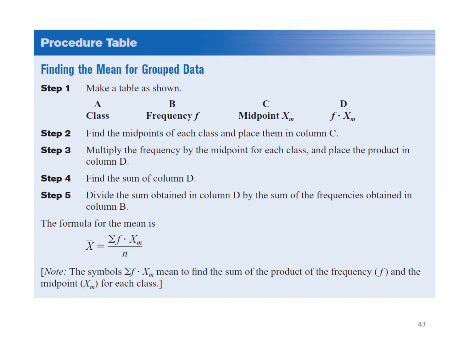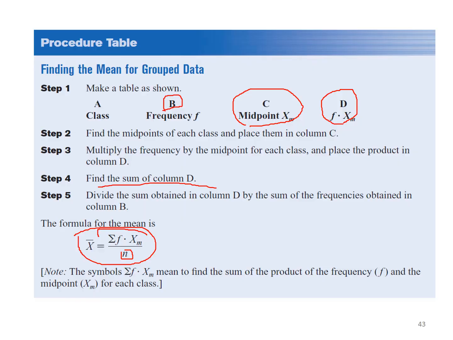This is the procedure table, so you have to follow this procedure. First step, they give the class and frequency, so you have to find the midpoint and calculate the product of the midpoint and the corresponding frequency. That means you have to construct two new columns. Then find the sum of column D, which is our numerator term, and the summation of f, column B, which is equal to n. Then divide this by this, so x bar is equal to this.